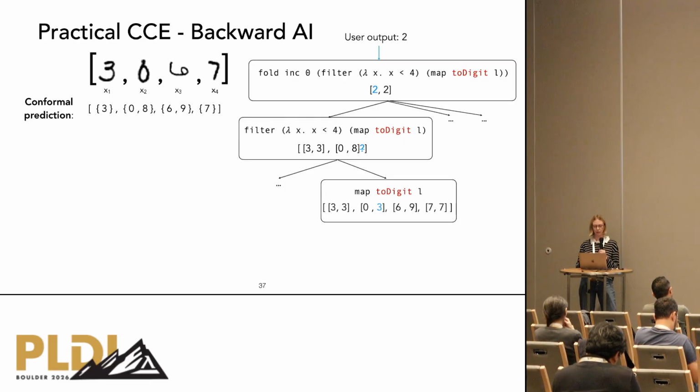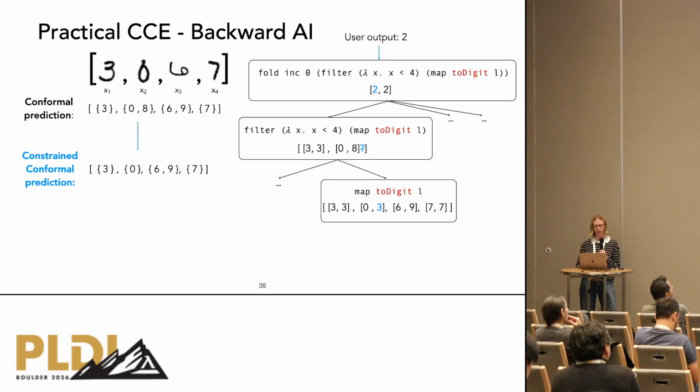Since this item must not have been filtered, we can infer that its value must have been less than 4, so we can restrict this interval to 0, 3. And now, when we perform conformal evaluation, we can disregard items in prediction sets that don't match these inferred conditions. So in this case, we can throw out the 8 in the second prediction set. This means that we now only have to consider 2 options instead of the 4 we originally had.